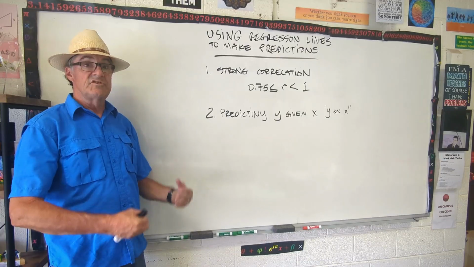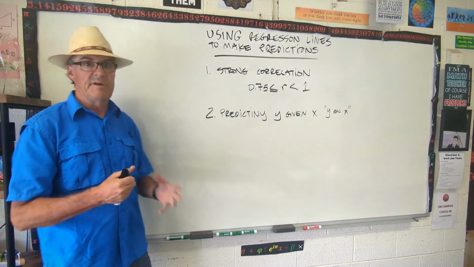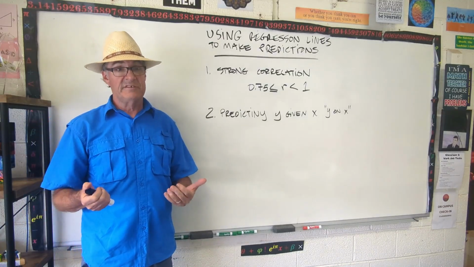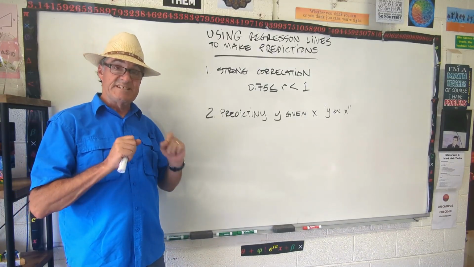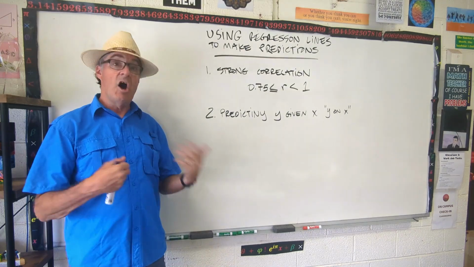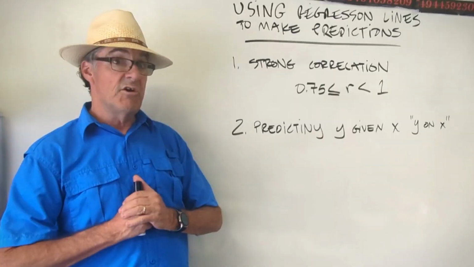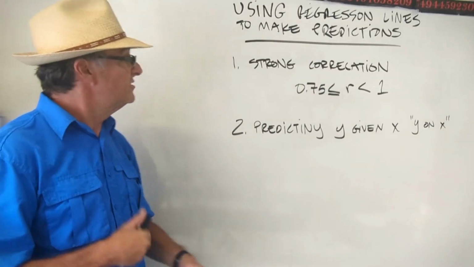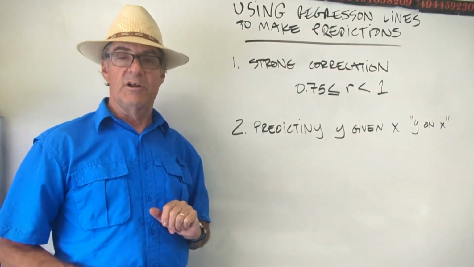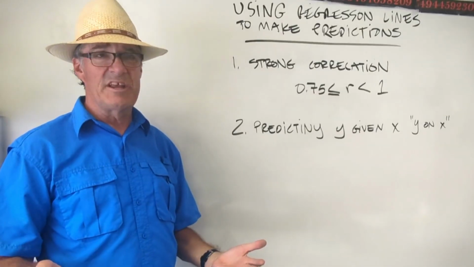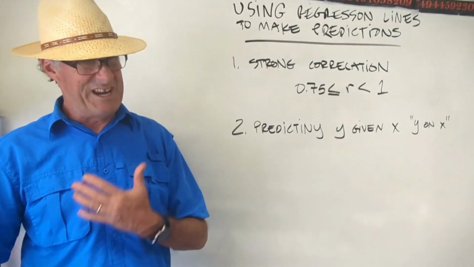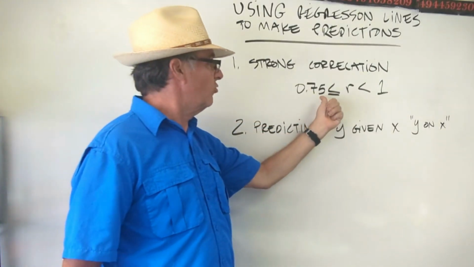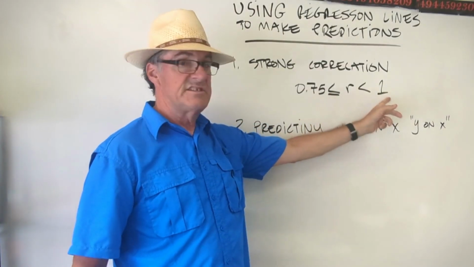Today's lesson covers using regression lines to make predictions. Now remember, regression lines come from scatter plots, and scatter plots are just graphs of very specific points that come from our collected data. There are three conditions necessary to be able to do this, so let's go over those. First one, we need a strong correlation. This makes sense. If you don't have a strong correlation, then you shouldn't be using it to make predictions because your correlation is not very strong. So in this case, that would be R is greater than 0.75, less than 1.